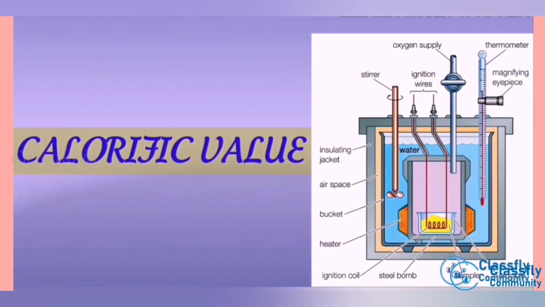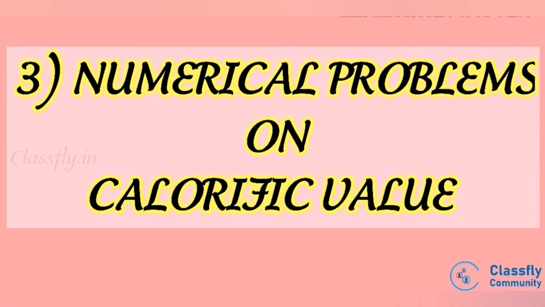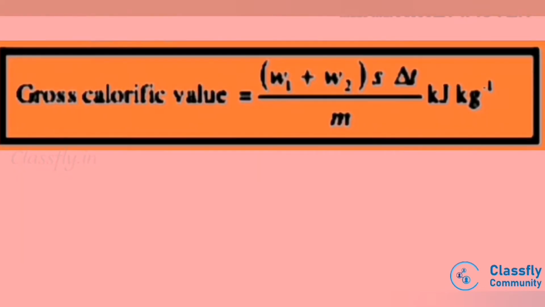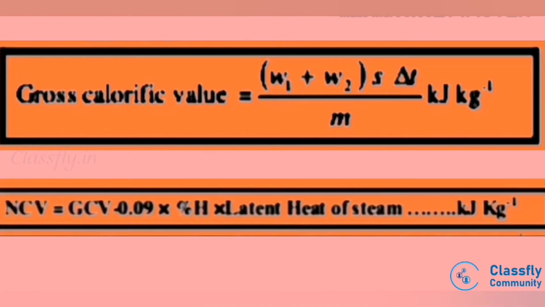And also we are discussing how to determine the calorific value of a fuel by using a bomb calorimeter. Next we explain the numerical problems on calorific value. The equations are: gross calorific value equals (W1 plus W2) into S into delta T divided by M, in kilojoule per kilogram. And net calorific value equals GCV minus 0.09 into percentage of hydrogen into latent heat of steam.